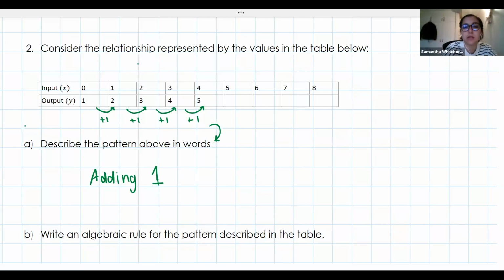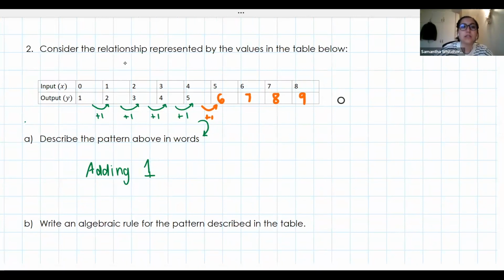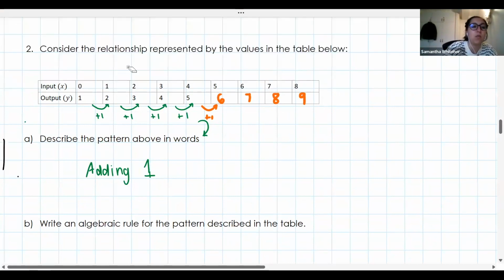Now this means we can carry on this pattern. If I continue to add 1, I'm going to get the next term. So if I add 1, I get 6. If I add 1, I get 7, then 8, then 9, etc. So I'm able to fill in the table. I'm able to continue my pattern the second I know what the pattern is. So again, we want to write out this rule. So I want you guys to write out the rule for me. Remember, the rule is going to be something along the lines of y equals, and then we will have our rule. So give it a try.